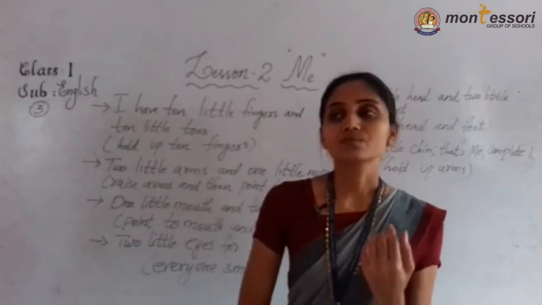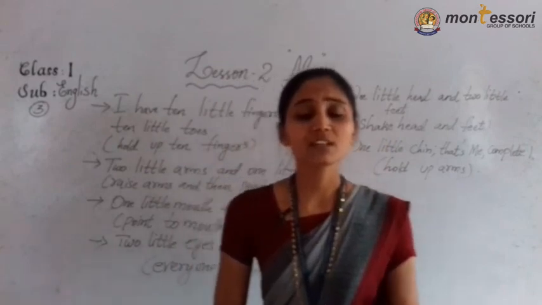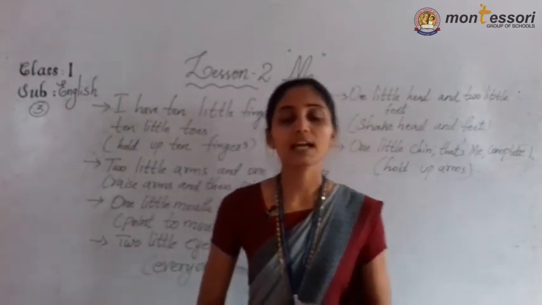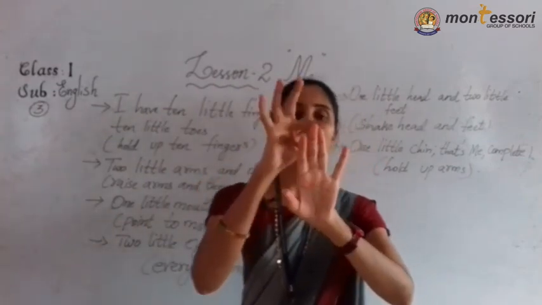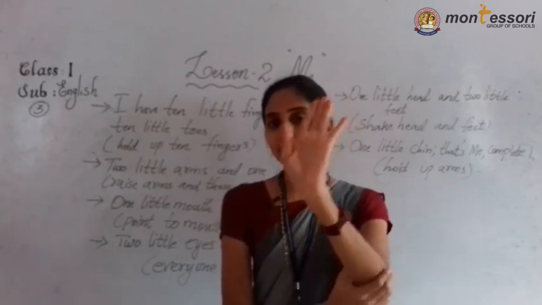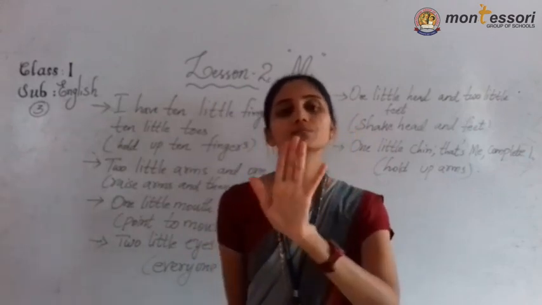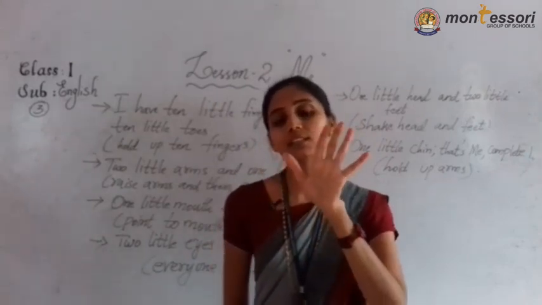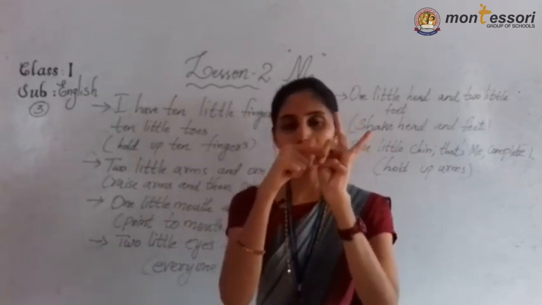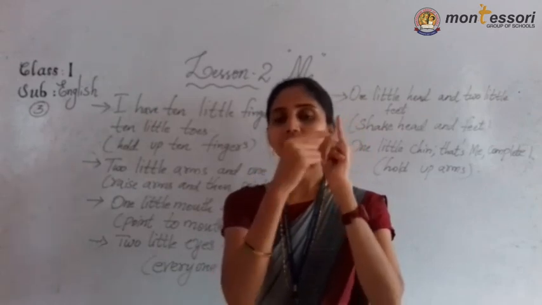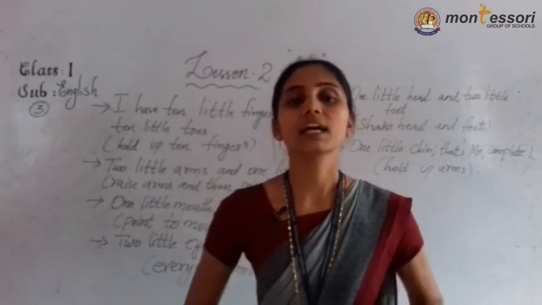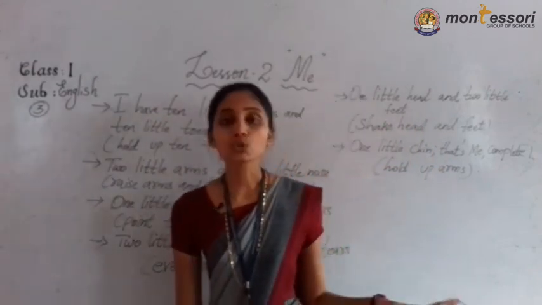See, at the very start of this lesson, I have explained about fingers. I have 10 little fingers: 1, 2, 3, 4, 5, 6, 7, 8, 9, 10. What are the names of these fingers? This is called thumb, this is index, this is middle, this is ring finger, and this is called little finger. Totally we have 10 fingers.